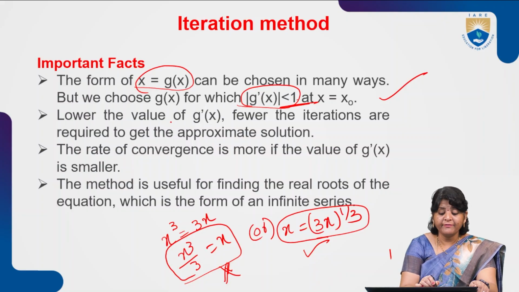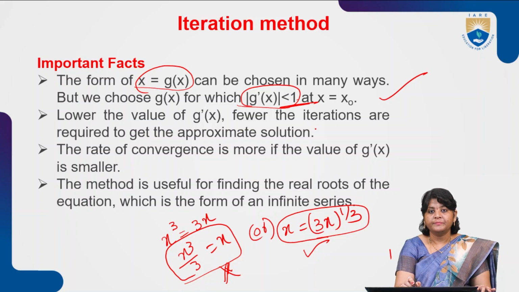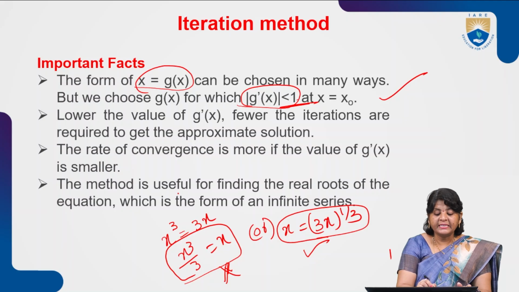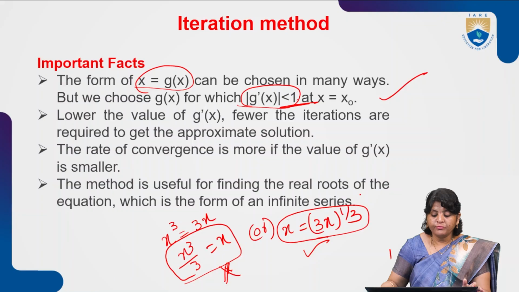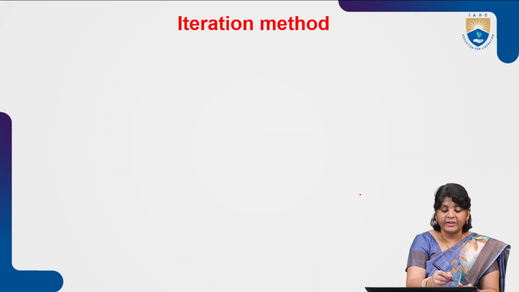Now, the lower the value of g dash of x, the fewer iterations are required to get the approximate solution. The rate of convergence is higher if the value of g dash of x is smaller. This method is useful for finding the real roots of an equation which is in the form of an infinite series. This method is very useful when an infinite series is given.